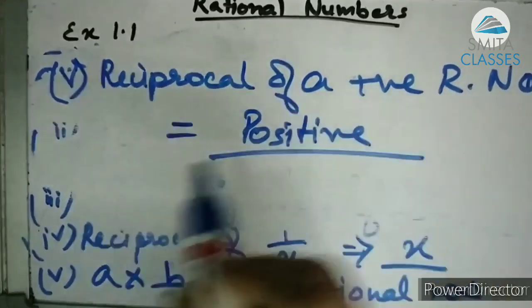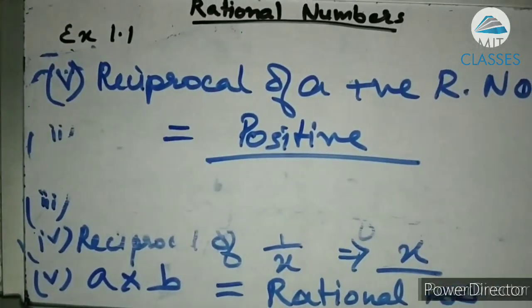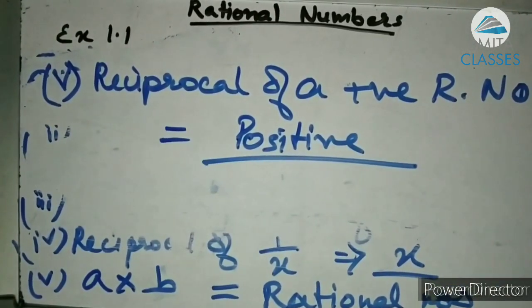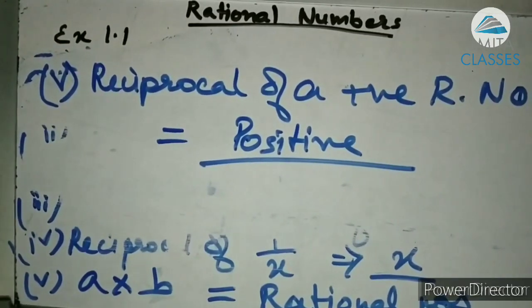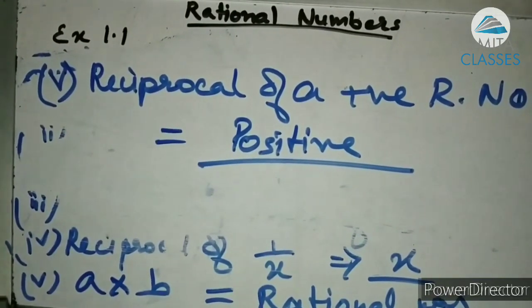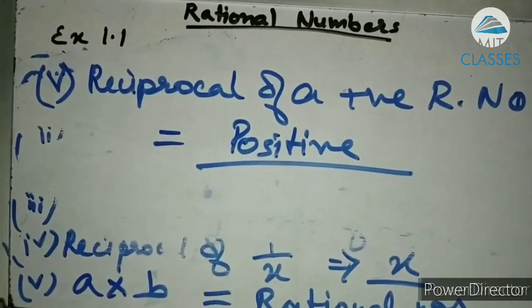So, I have finished exercise 1.1 of your rational numbers. Many of the questions I have done. In my next video, I will go for representation of rational numbers on the number line and the rest of the chapter. Thank you.